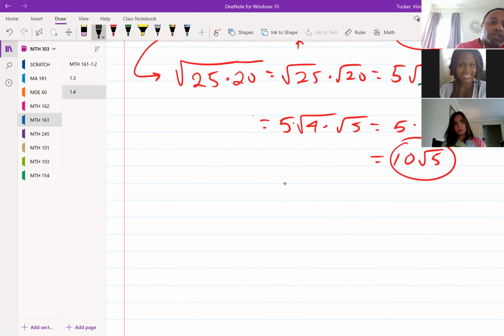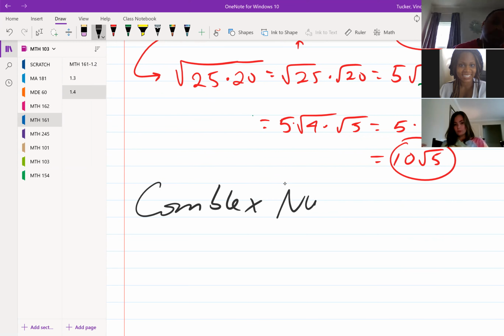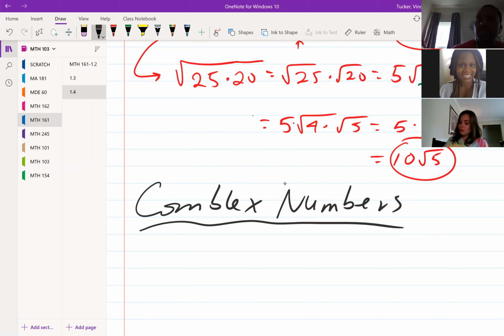So taking it the next step, we're looking at complex numbers.